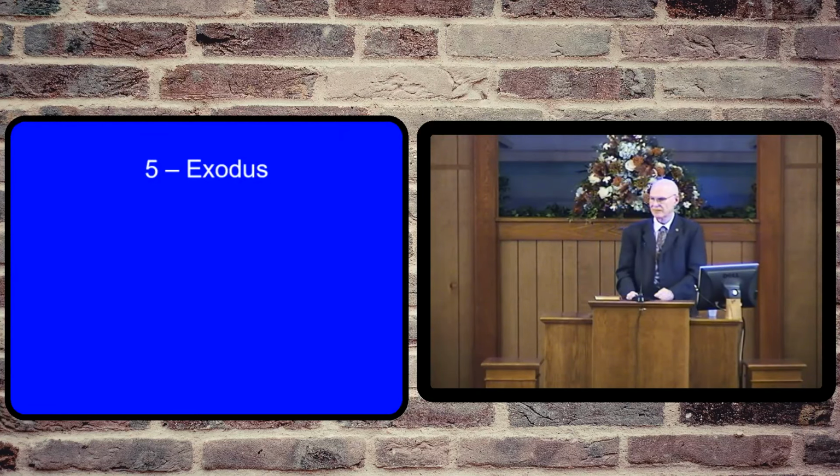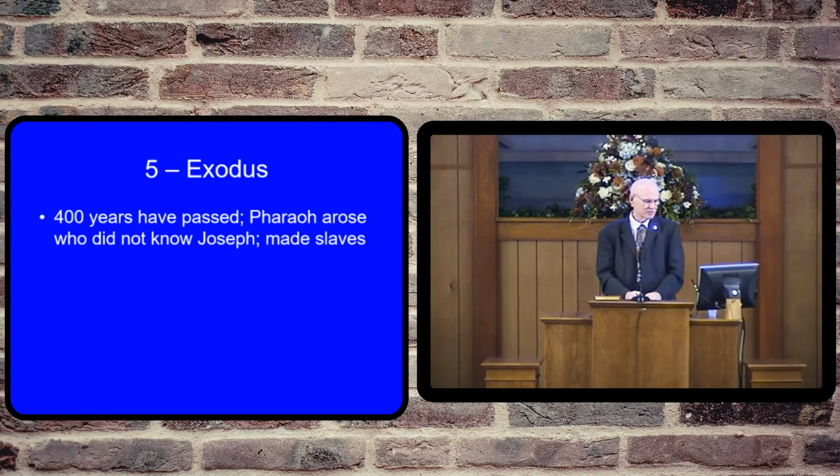Period 5 covers the period of the Exodus, the leaving of Egypt. 400 years have passed since those 70 people went into Egypt. And now a Pharaoh has come up who didn't know Joseph and didn't know about these people. And they've become a large nation by now. And Pharaoh made slaves out of them to make bricks.